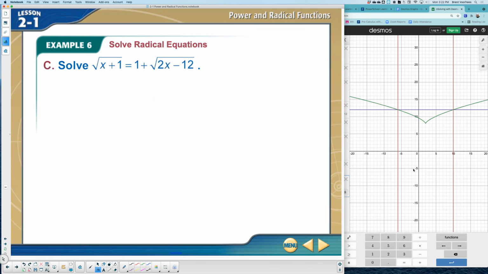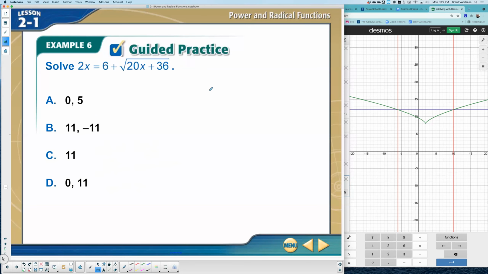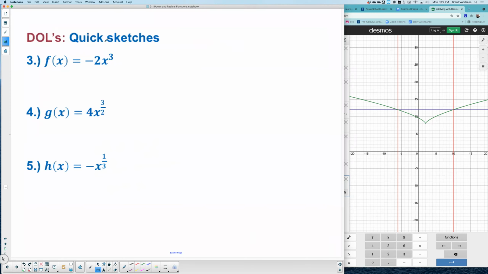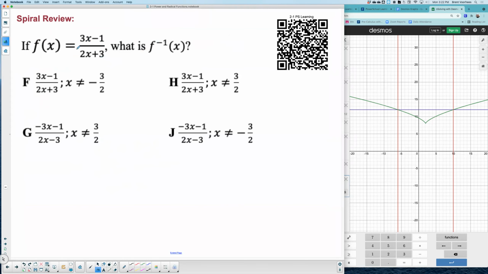So now there's one more. I'm just going to allow you to go through and use your calculator for that one. And then again, use your calculator for this answer. Let's take a look at some practice sketches. You can do this on your own. Just some practice here. I'm going to take a look at the spiral review problem, your ACP problem.